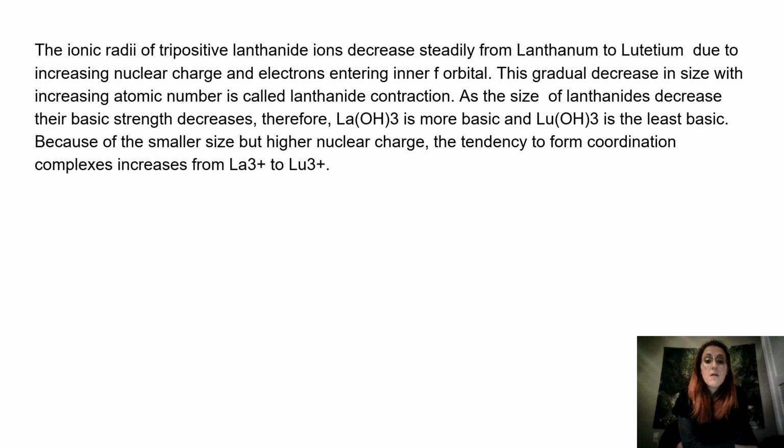Therefore, lanthanum hydroxide is more basic than lutetium hydroxide, which is the least basic, because of the smaller size but higher nuclear charge. The tendency to form coordination complexes increases from lanthanum 3+ to lutetium 3+.